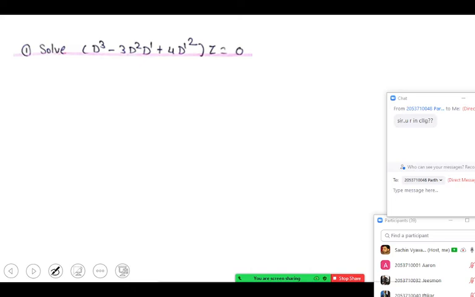What should be done here? Step number 1. How to get the auxiliary equation? Let D equal m and D dash equal 1. Yes, correct. So that you have to put it first in phi of D comma D dash equal to 0. We put D equal to m and D dash equal to 1.